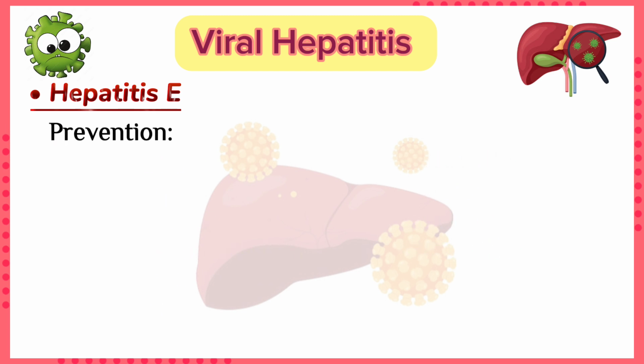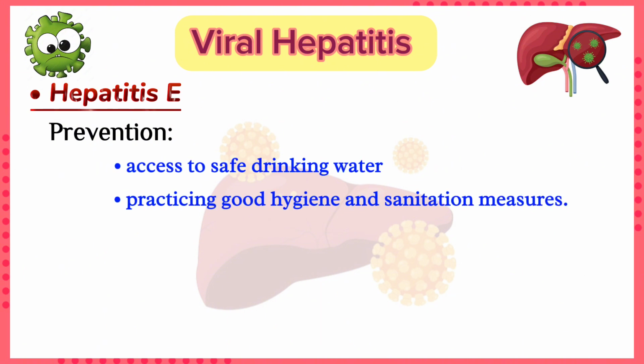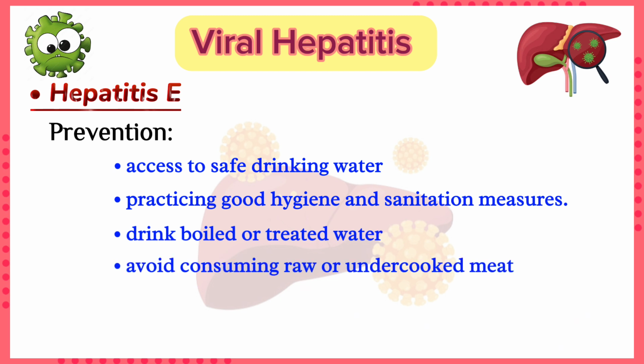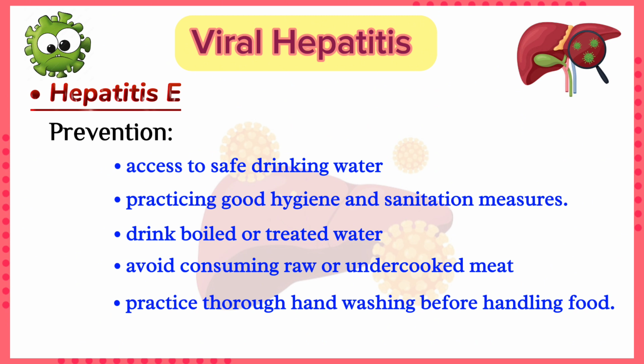Prevention of hepatitis E primarily involves ensuring access to safe drinking water and practicing good hygiene and sanitation measures. In areas with a high prevalence of hepatitis E, it is advisable to drink boiled or treated water, avoid consuming raw or undercooked meat, and practice thorough hand washing before handling food.